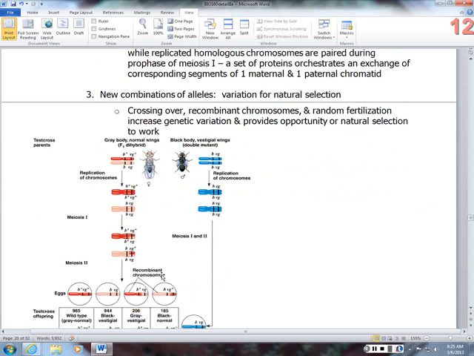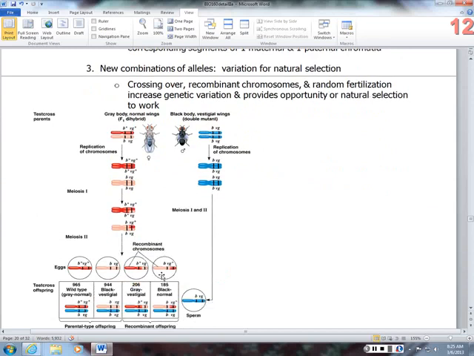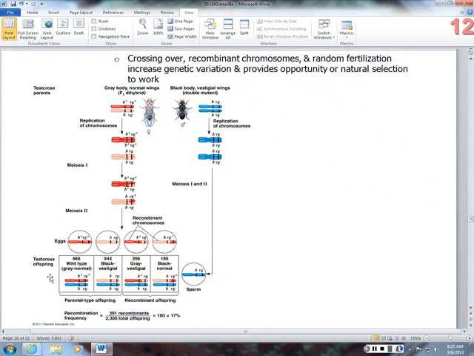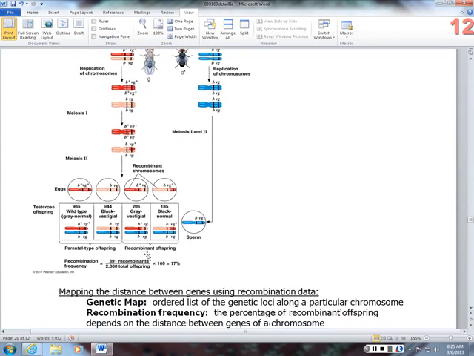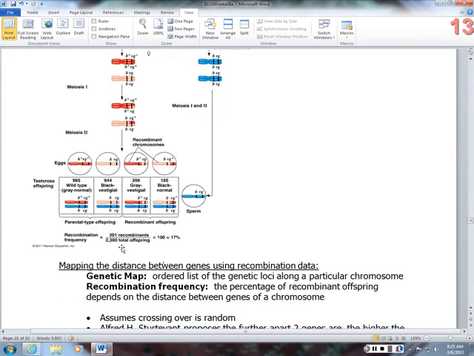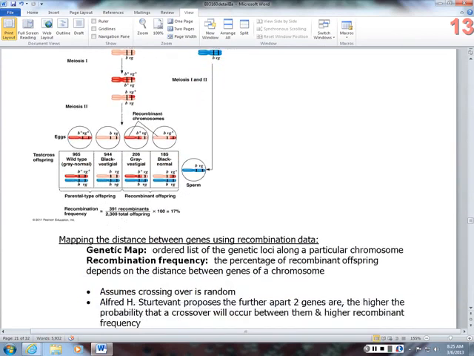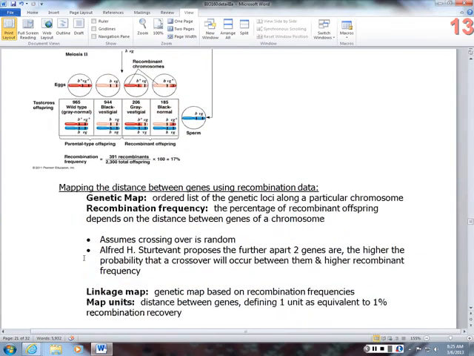So the crossing over, recombinant chromosomes, and random fertilization all help to increase genetic variation and provide more opportunity for natural selection to work. This just shows how you can have sections that will trade off for your crossing over in the chromosomes. And you can calculate out the recombination frequency if you really wanted to.